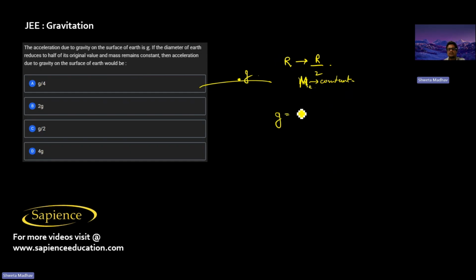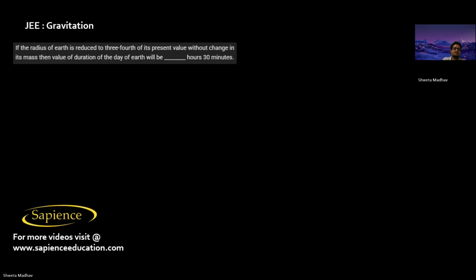Acceleration due to gravity is G M by r square, that is G M by Re square. Now Re is changing to Re by 2, so g dash will be equal to G Me by (Re by 2) whole square. So this is equal to 4 G M by Re square, which is equal to 4 times g. So it means the value of g will be 4 times. So option D is the correct answer.